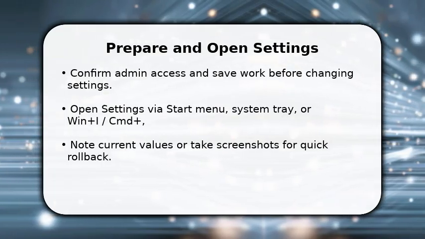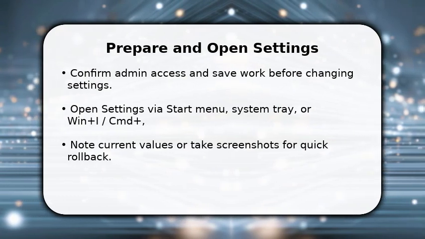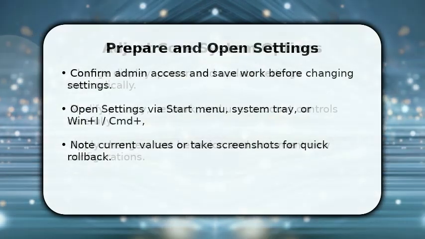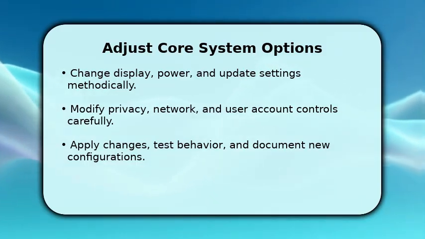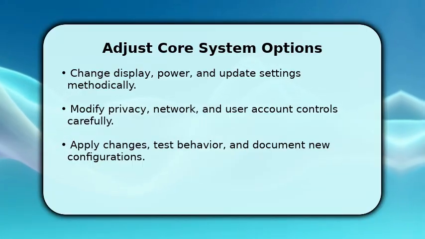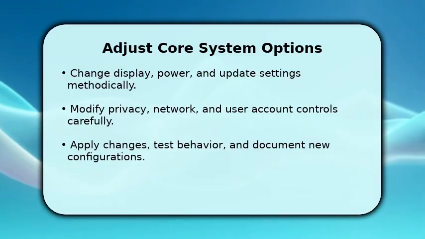Click to begin adjusting options. Start by changing one core area at a time. For example, adjust display resolution, scale, and night mode so readability is correct. Next, modify power settings and update policies to balance performance and stability. For network or privacy options, review permissions and toggle services deliberately so you understand impact.